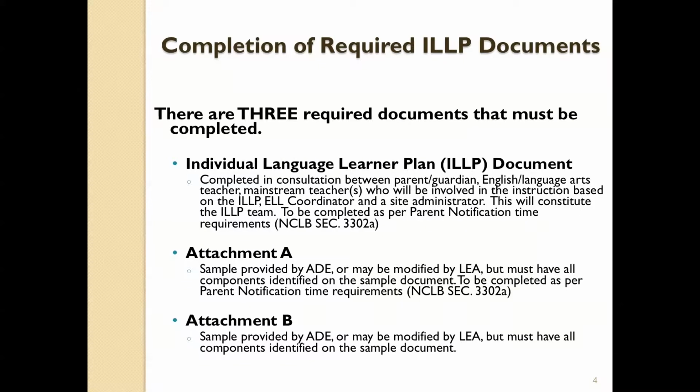For schools and classrooms that use ILLPs, there are 3 required forms as follows: Individual Language Learner Plan Document, or ILLP, Attachment A, or a teacher's document, student instruction per the ELP standards, and Attachment B, which is looking at the progress that the students made throughout the school year.